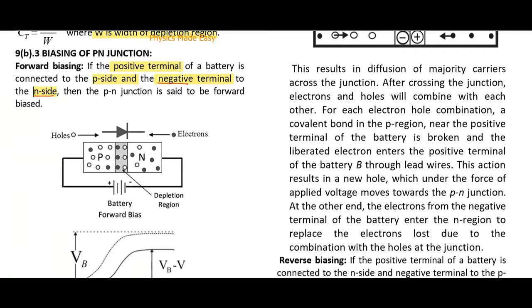And holes, they drift in this direction. Electrons, they drift in this direction. This is the symbol of p-n junction. This is battery and this gray colored portion is depletion region. Now on P side, there is a majority of electrons in the depletion region. On N side, there is majority of holes. So this can be said to be negative. This can be said to be positive.